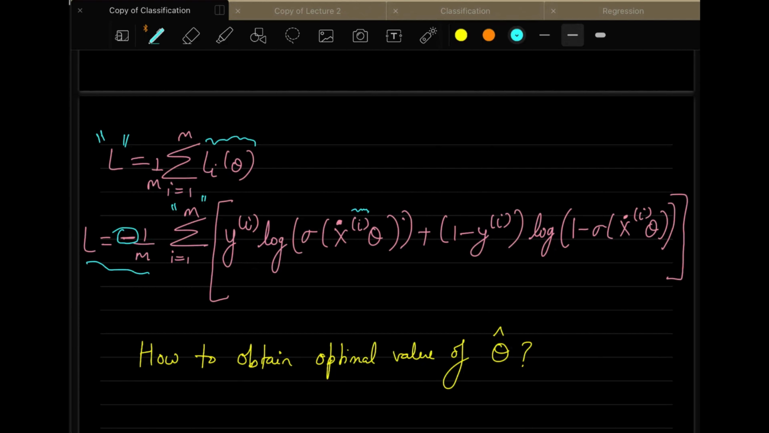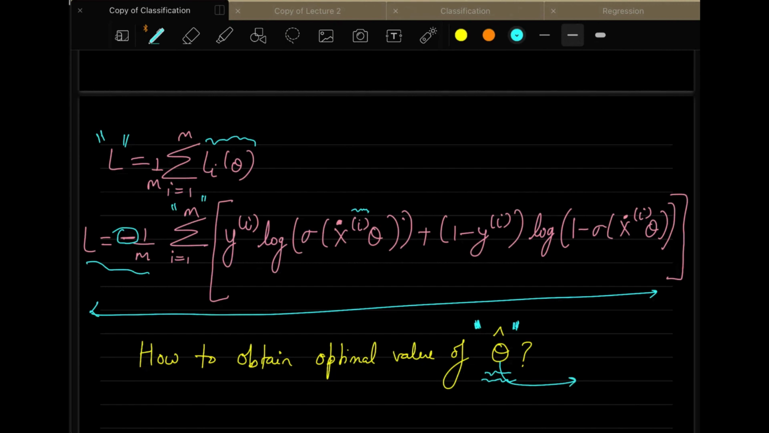So now the next question is how to obtain the optimal value of theta. That is, the optimized values, you have to obtain through an optimizer by doing argmin on this loss function, so that whatever value you get is the optimized value of theta, which corresponds to the decision boundary of the classification model.